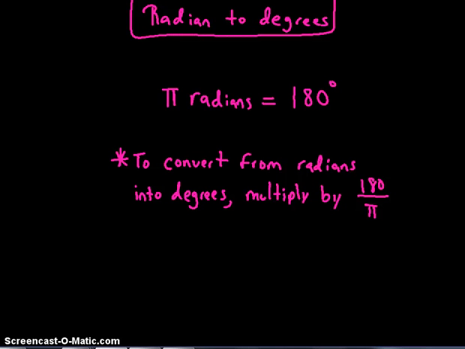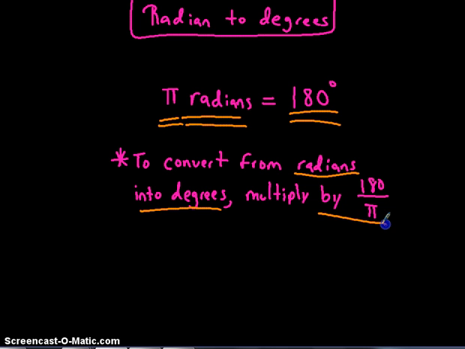All right, so this lesson is about converting from radians to degrees. If I gave you radians, for example, pi, that really just means 180 degrees. So pi radians means basically 180 degrees. To convert from radians into degrees, you simply multiply by 180 over pi. So that's going to help you change from radians into degrees.